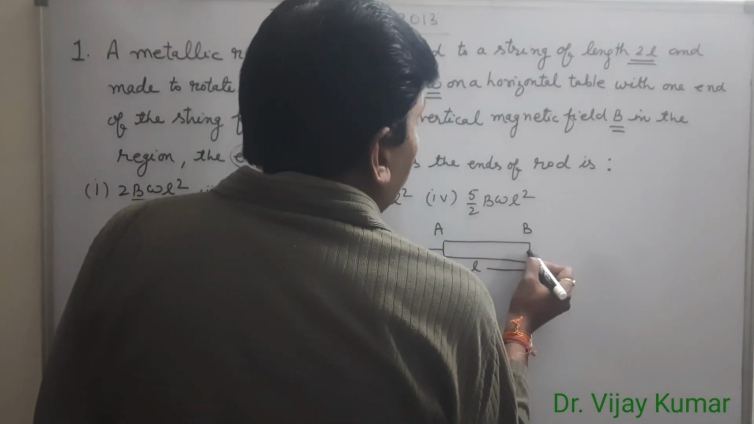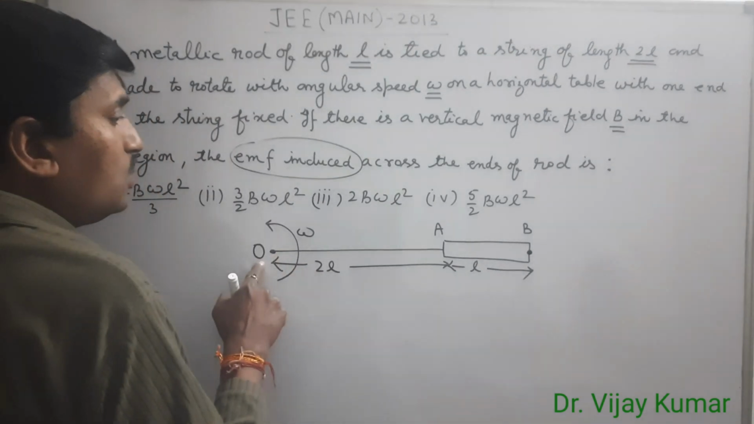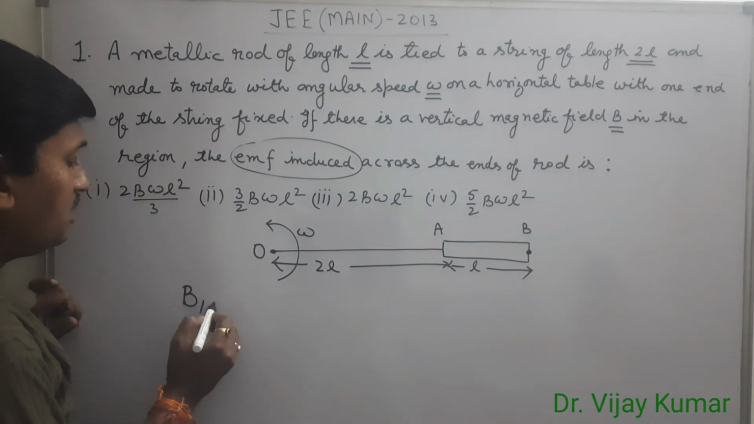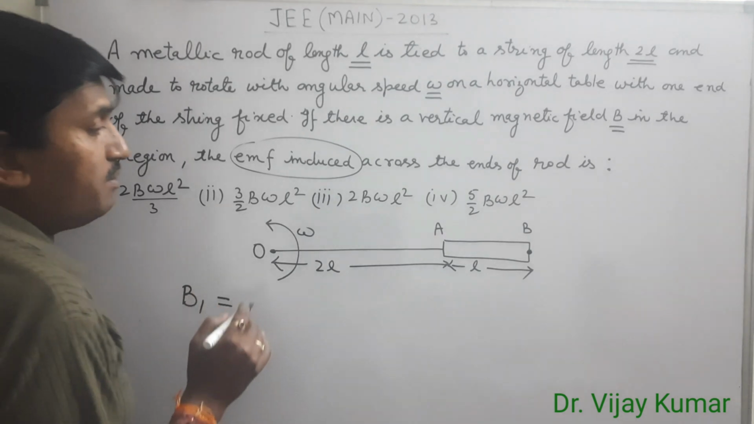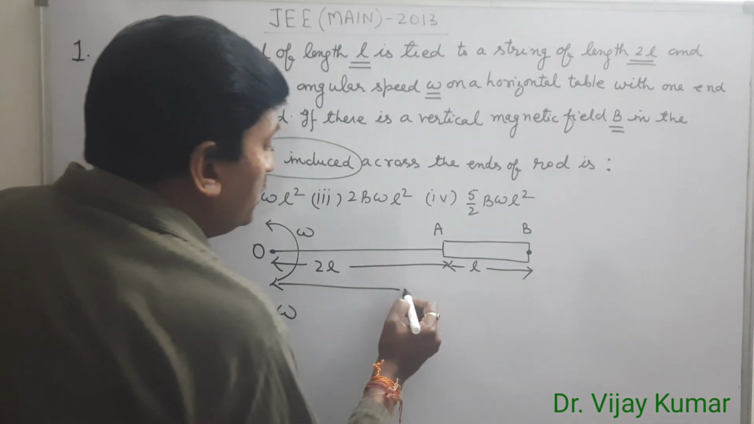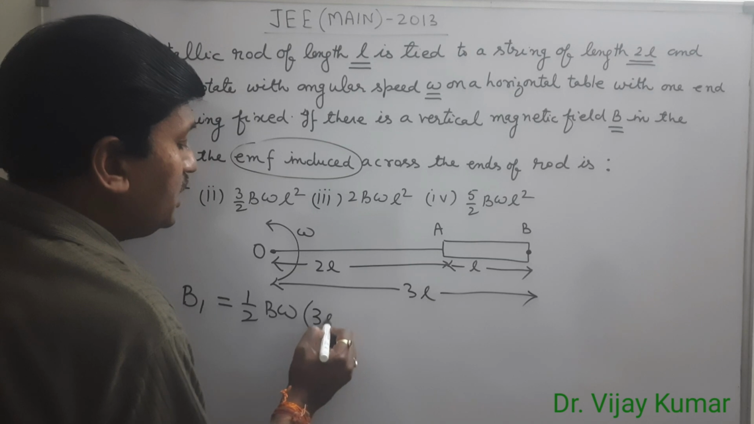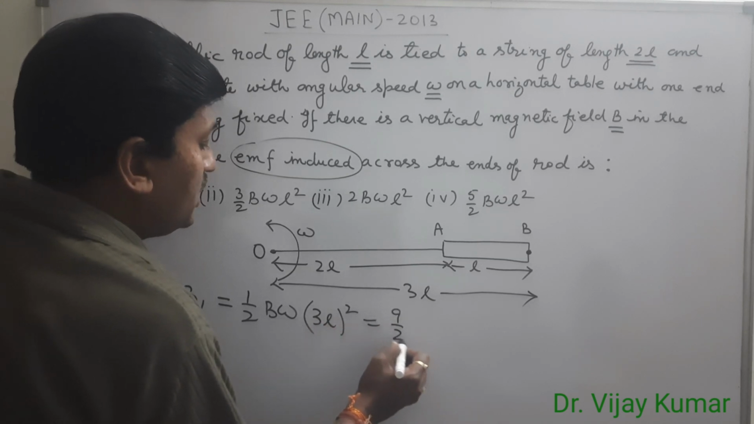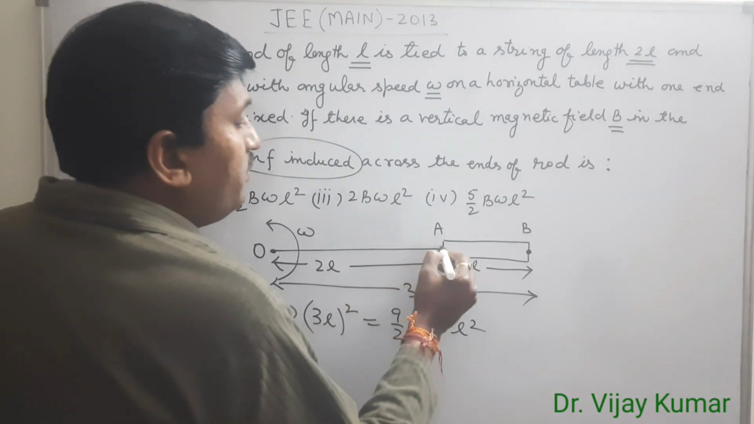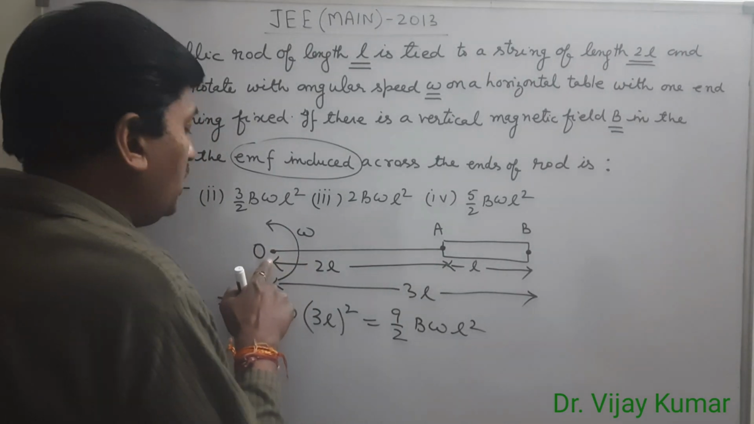Suppose we determine the induced EMF with respect to the fixed point O. If we represent it by E1, then it should be half B omega, with length L/2 plus L, that is 3L/2, squared, or we can say 9 by 8 B omega L square. Now we will determine the induced EMF of point A with respect to point O.